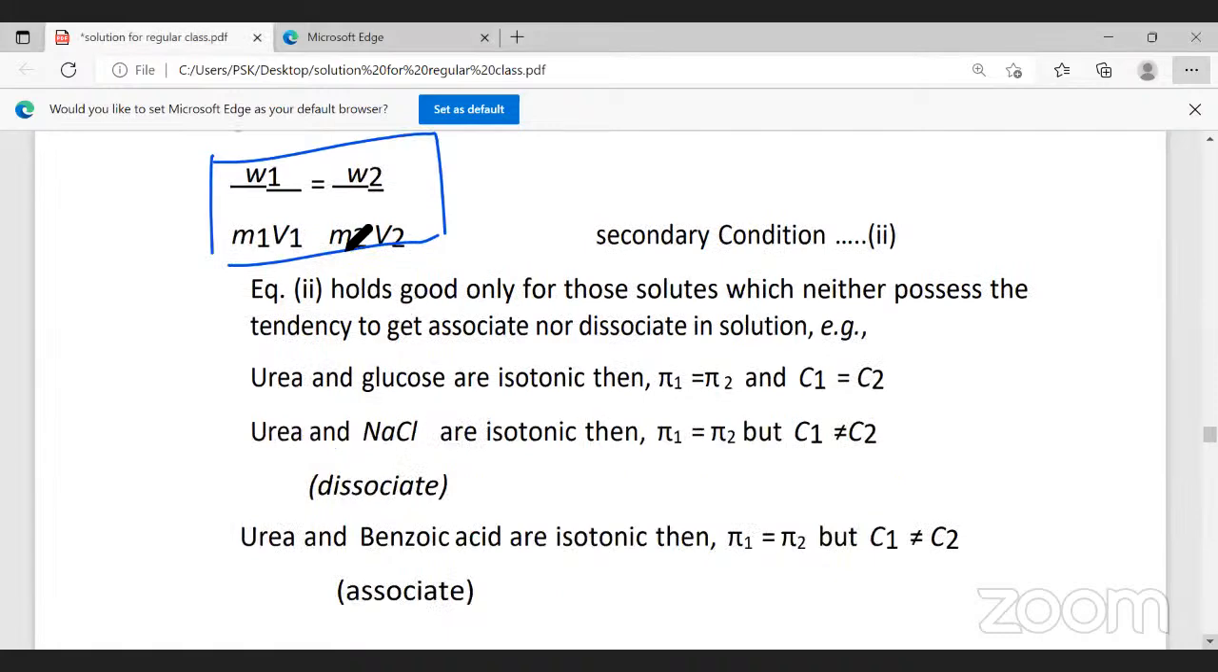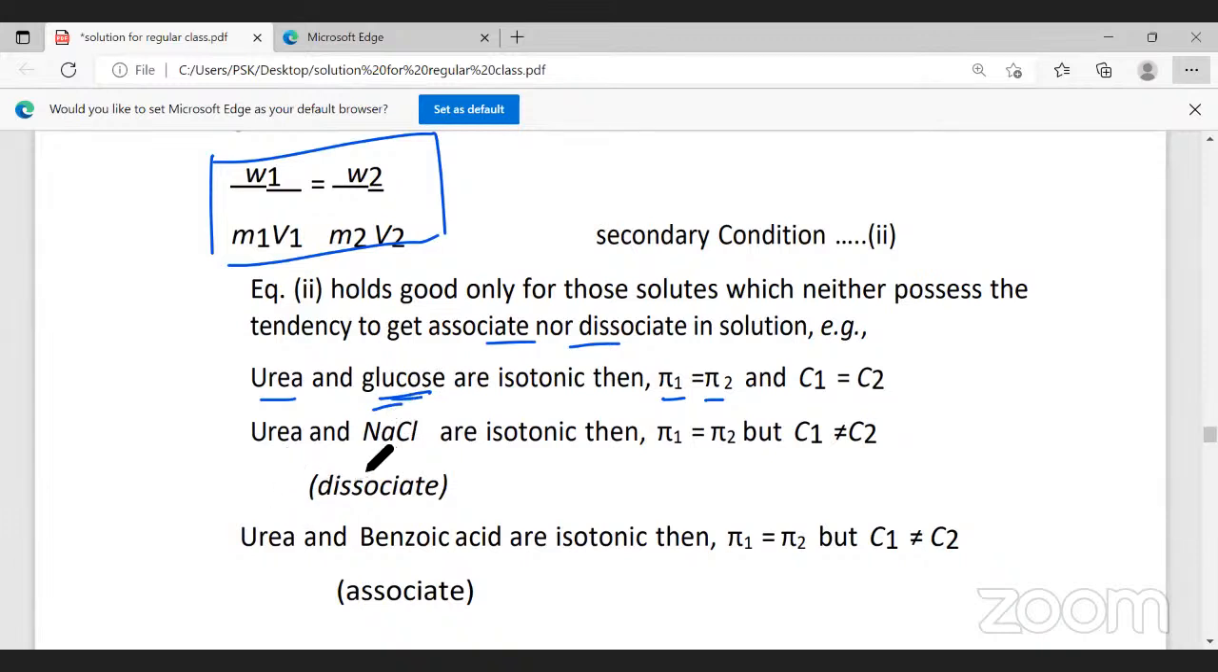Now, this formula holds good only for those solutes which neither possess the tendency to associate nor dissociate. Association means combination of molecules. Dissociation means breaking of molecules. Now, urea and glucose are isotonic. Urea will not undergo dissociation, neither will glucose. So urea and glucose are isotonic. Then pi 1 is equal to pi 2. Osmotic pressure of urea is equal to osmotic pressure of glucose, and C1 is equal to C2. That means concentration of urea will be equal to concentration of glucose.